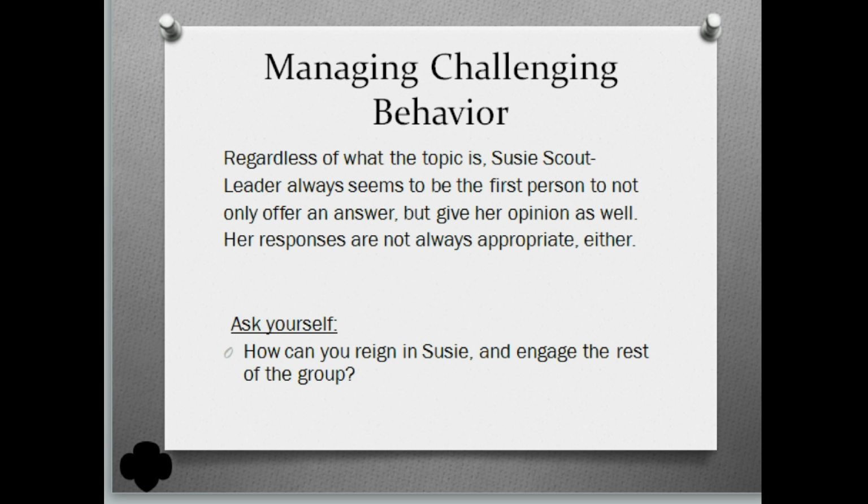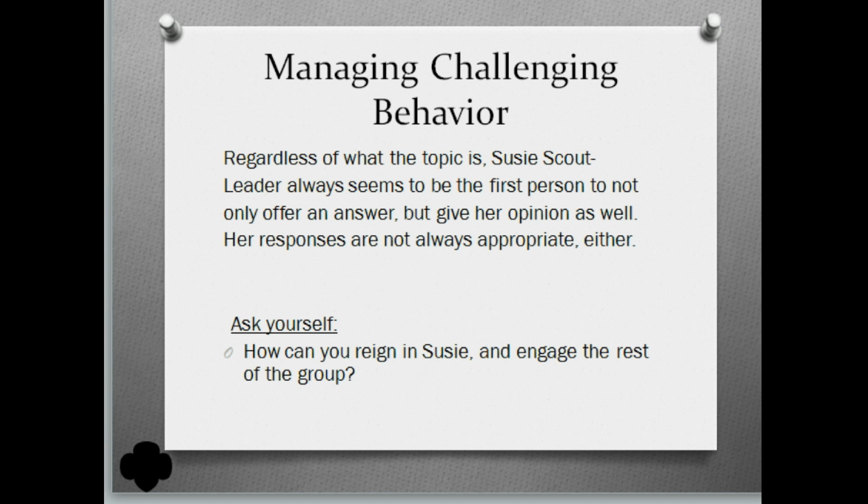Of course, we all love our Girl Scout volunteers, and we appreciate their contributions. However, when you get a group of people together, there's always the potential for conflict. So let's go through some potential challenging behaviors that might come up.